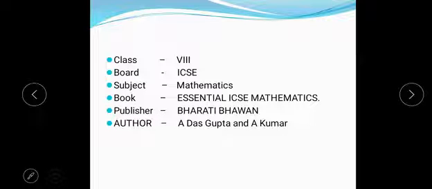In this, I am using the book Essential ICSE Mathematics, which we are using in our school. In the previous classes also you have used the same publisher's book, Bharati Bhavan. The authors are A. Das Gupta and A. Kumar.